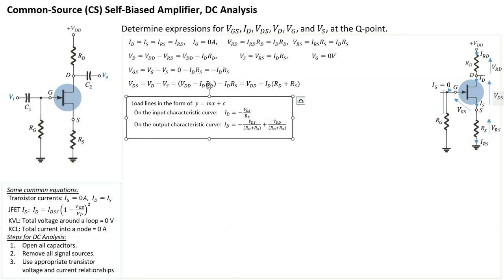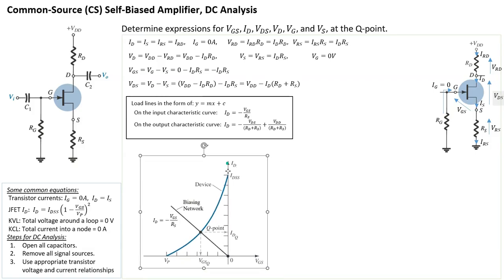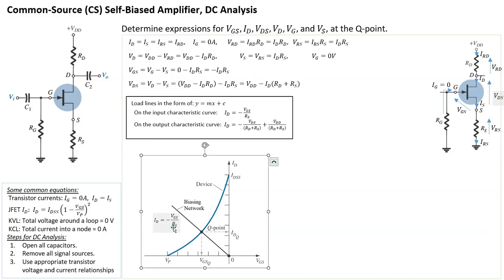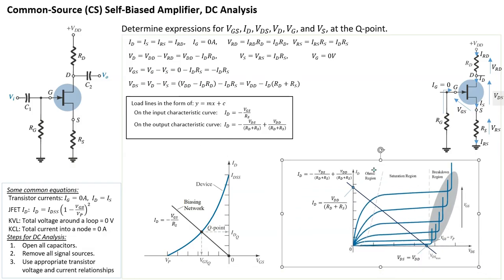So in terms of plotting it on both the input and output characteristic curves, you'll see that this is the load line of ID equals negative VGS over RS, where the gradient is dependent on RS. And then for the output characteristic curve, again, a load line that is this equation here. That's the load line with that equation.